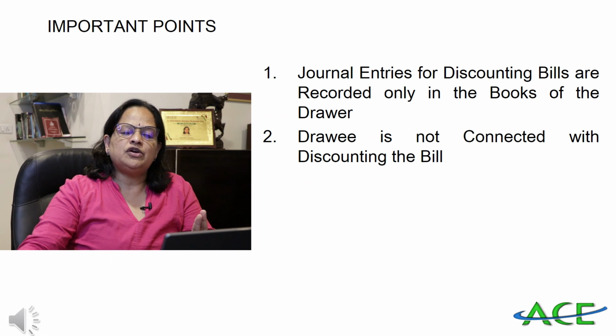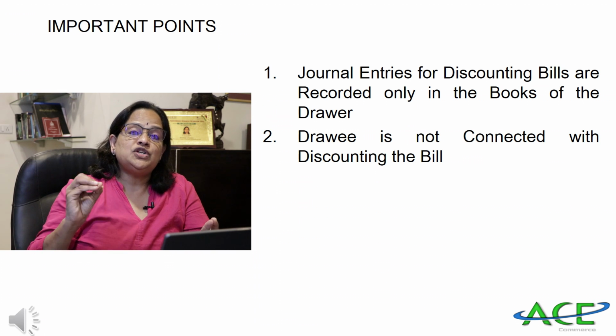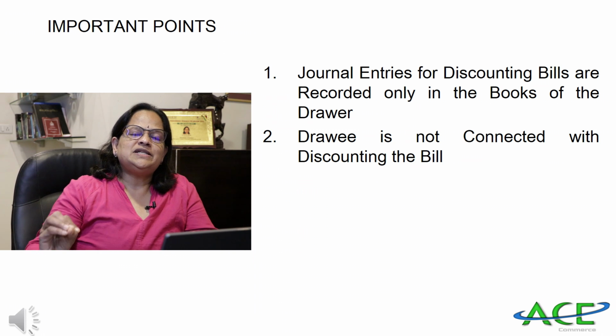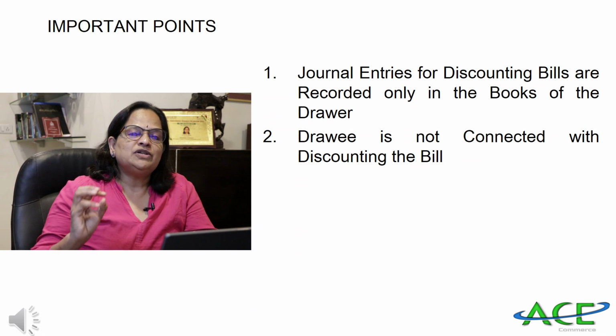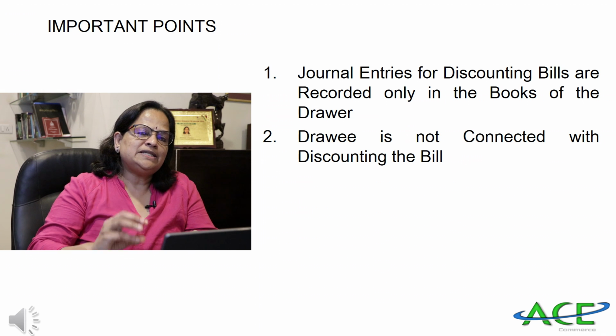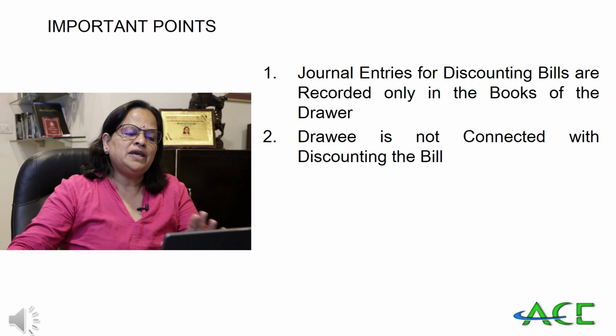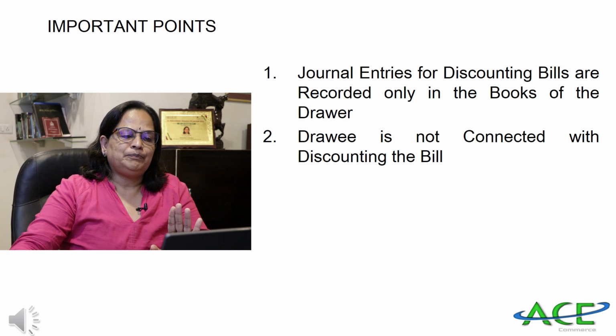Now important 2 points you have to remember. Journal entries for discounting bills are recorded only in the books of the drawer. In the books of drawee, there is no journal entry with regard to discounting because he is not concerned with it. This is a transaction between Ram and bank. Sham is not in the picture. So we are not making any entries in the books of Sham.